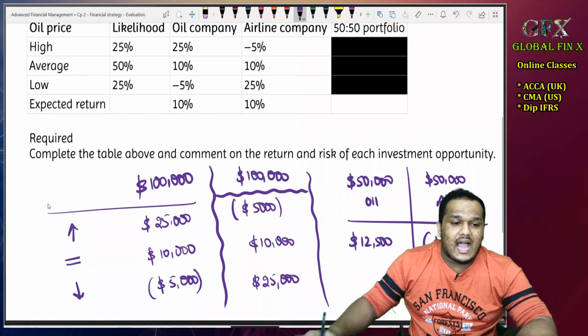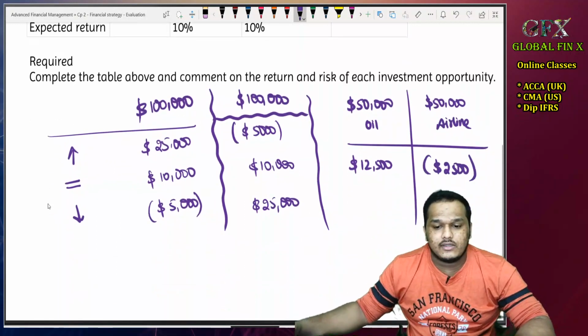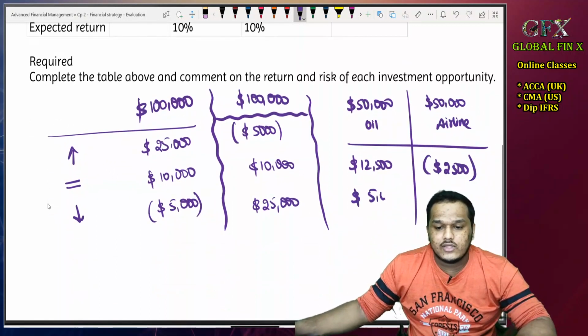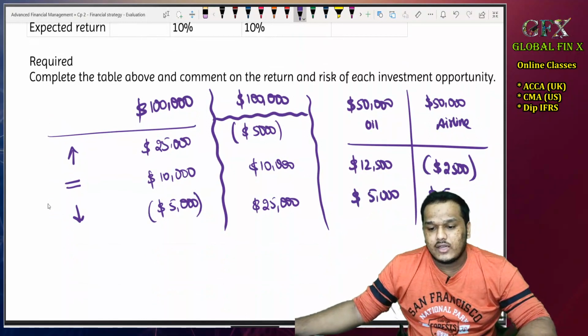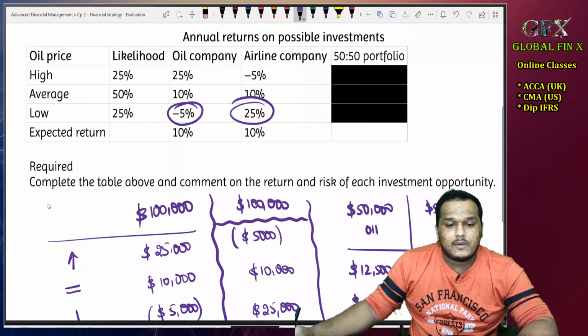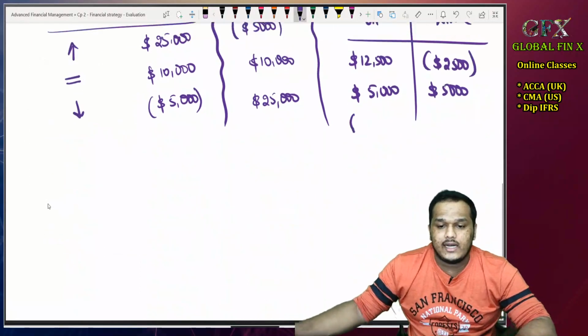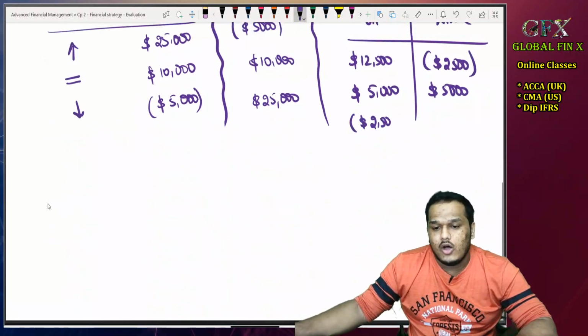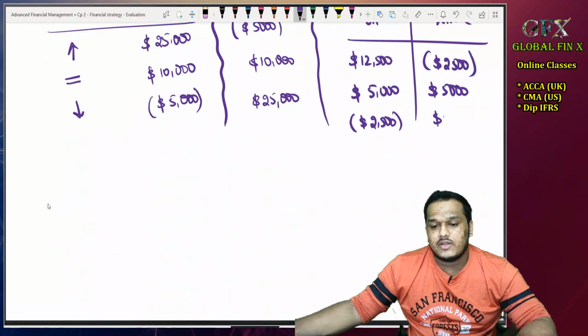If there are average prices, then 10% return. So here you will get 5,000. Here you will get 5,000. Okay, sir. Accepted. In the third case, minus 5 plus 25. So here you will get minus 2,500, or you can get plus 12,500.